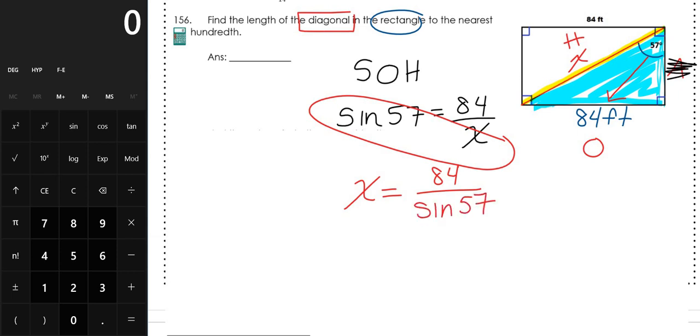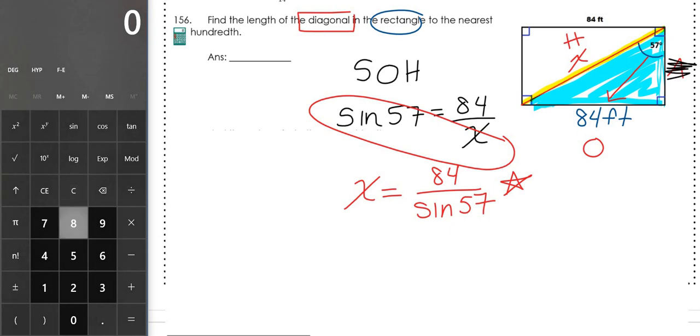Be careful with this calculator work. It's very important that you type it in correctly. Let's take a look. We're going to do 84 divided by. Once you've hit the division symbol, you're going to type in 57 first, then sine, then equals. So far I've done 84 divided by 57 sine, and it shows you what the sine of 57 is. Now you hit equals so that the division can actually happen. And then that's your answer.